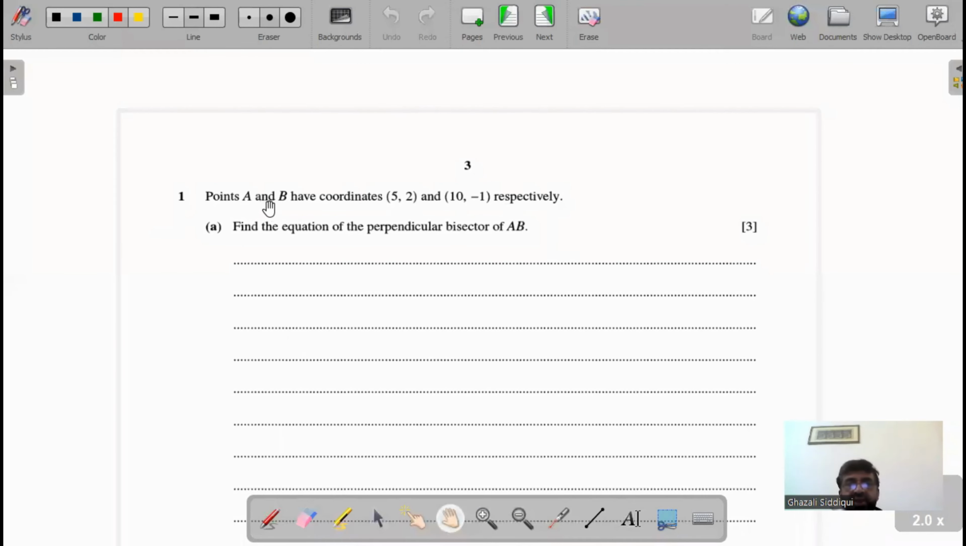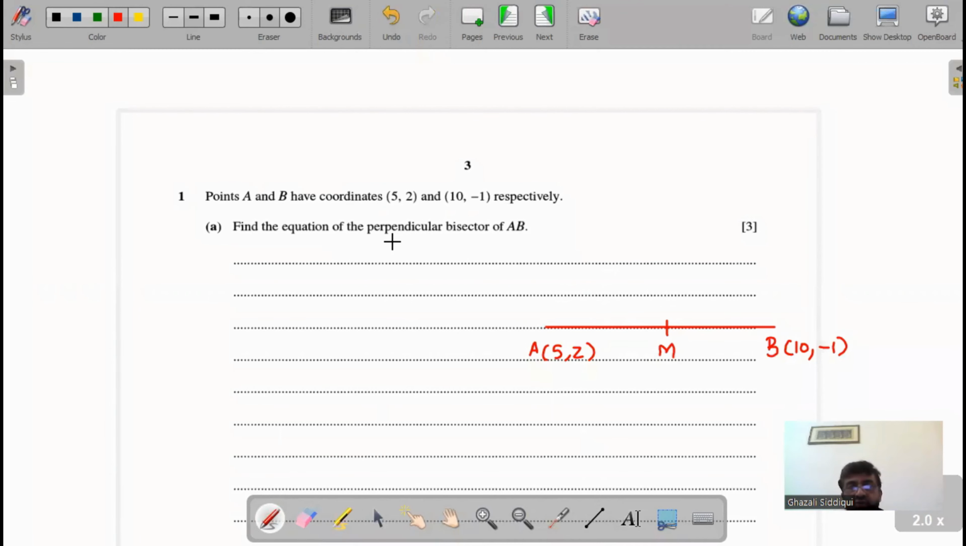In question 1, points A and B have coordinates (5, 2) and (10, -1) respectively. Find the equation of the perpendicular bisector of AB. Now we draw a line AB here. This is the line AB. The coordinates of A are (5, 2) and the coordinates of B are (10, -1). And suppose this point M is the midpoint.